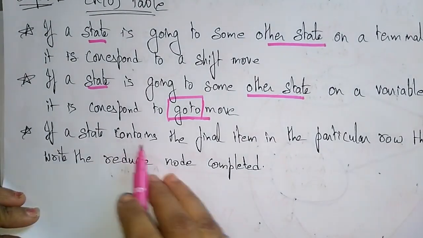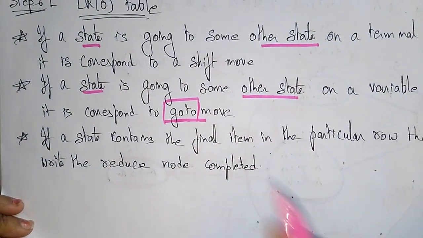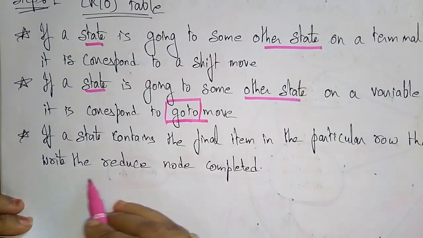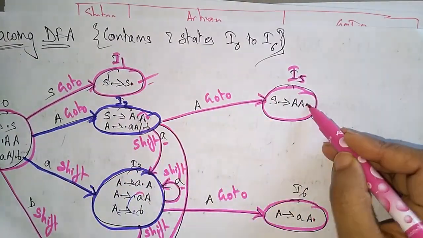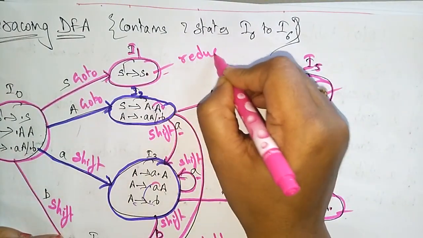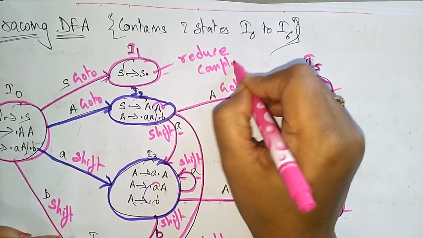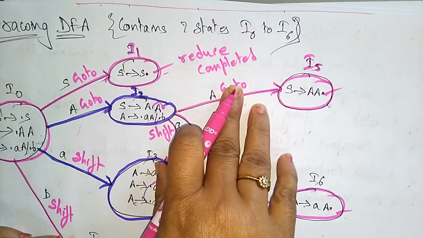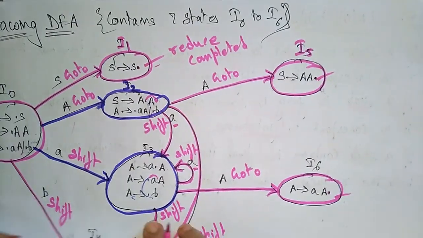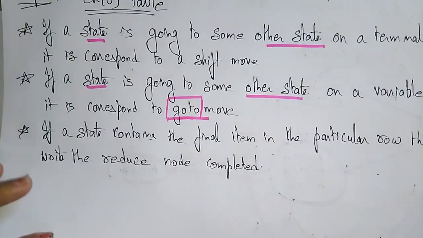Okay. So if a state contains the final item in a particular row, then write reduce, node completed. So this is the final item. You have to write reduce completed, because there is no further element to reduce. If it is a final one, you have to say reduce, node completed.